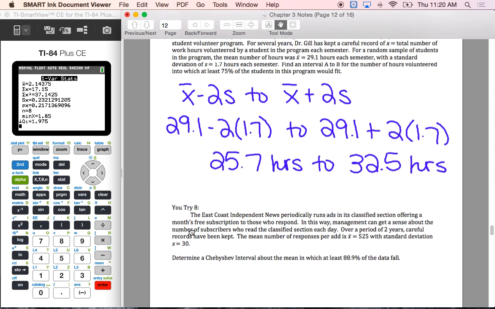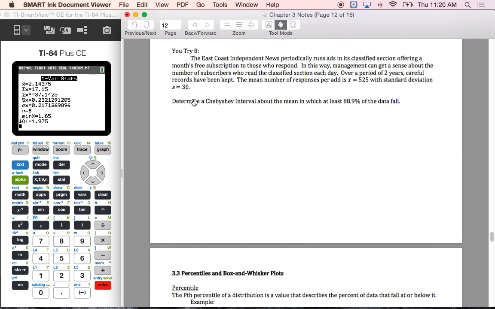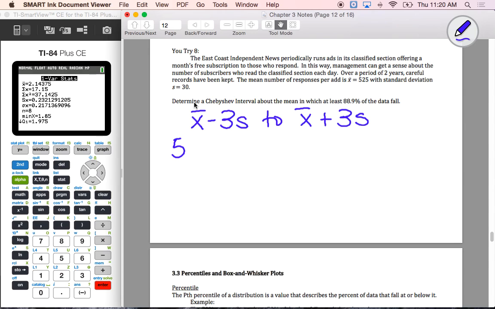Now going to number 8 here, I want you to try this one on your own. So you're going to hit pause and go through this for the Chebyshev interval of 88.9%. Okay, so you should have a value for the minus and the plus. Hopefully you saw that it was 88.9, so that means it should be minus 3s to plus 3s. Your x bar was 525. Your s is 30.